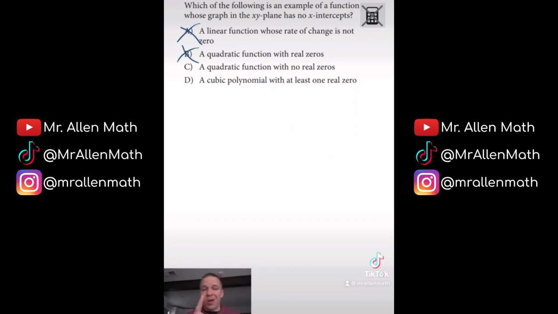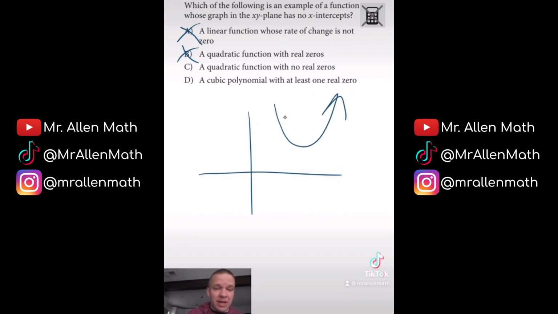Next up, we have a quadratic function with no real zeros. Well, if it has no real zeros, that means it never crosses my x-axis. It might look something like this. So my choice here is no x-intercepts, going to be C.